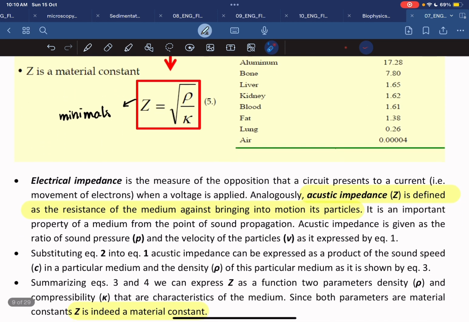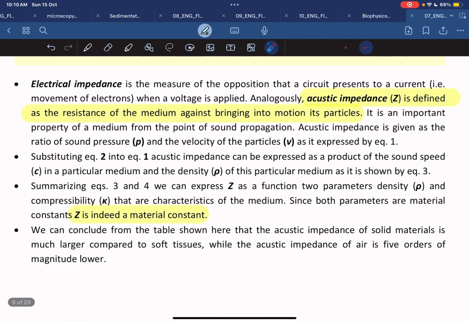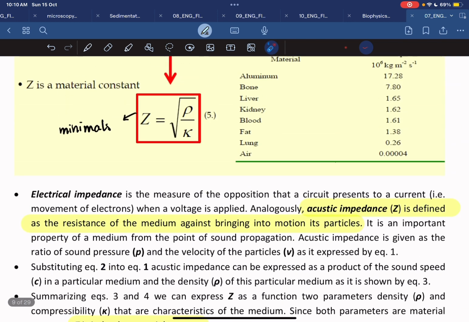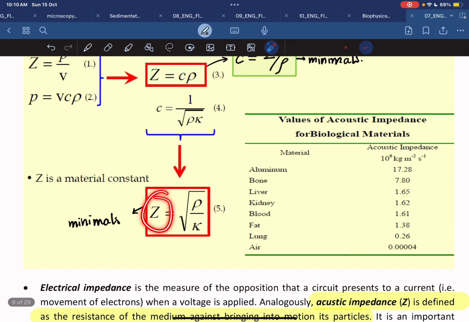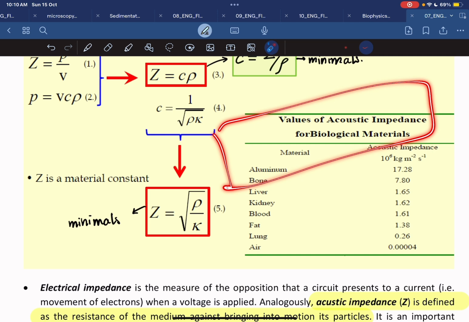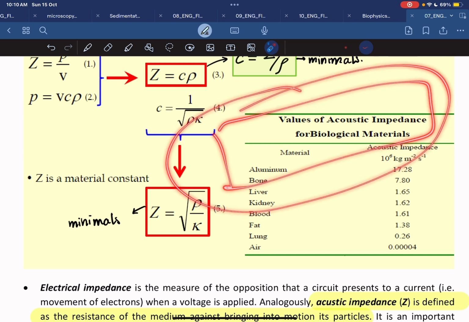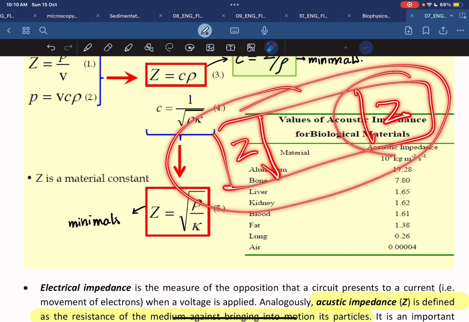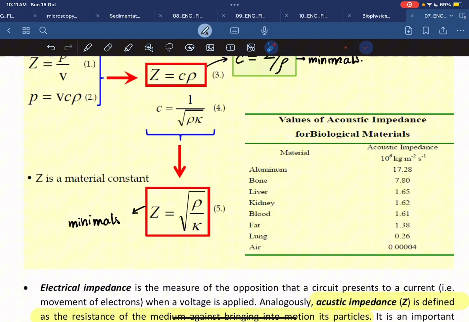Now, acoustic impedance is defined as the distance. We did this. Z is needed. It's a material constant. What do I mean by this? Z is different for every single material, and it's constant in the medium. If this is a huge box, this whole box is going to have one Z. This area can't have a different Z than this area unless they're made of different particles. If these are the same particles, then they all should have the same Z.